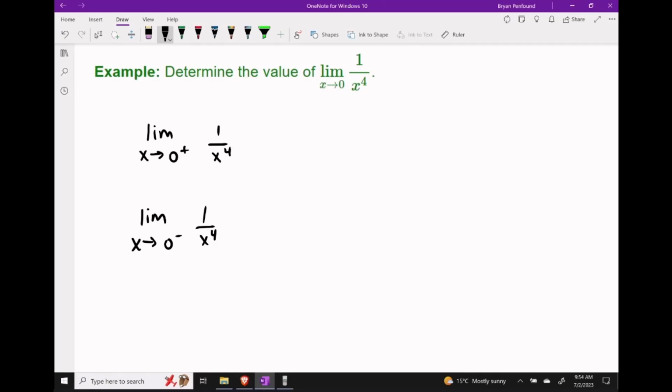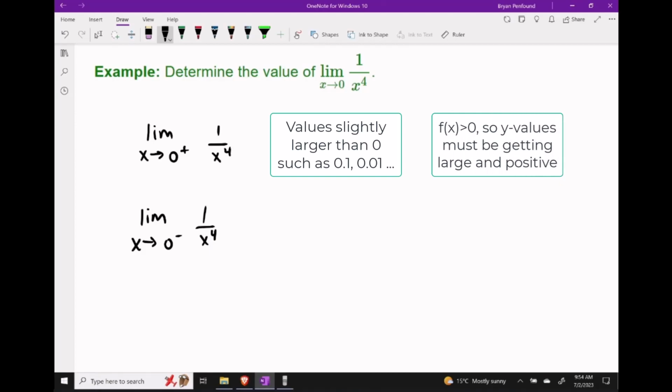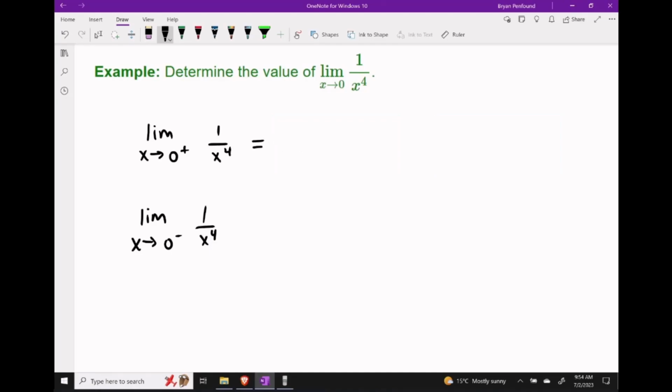Dealing with our first limit, x approaching 0 from the right means we're going to take x values that are slightly bigger than 0, but in the neighborhood of 0. So values like 0.1 or 0.01. If we were to input these values into 1 over x to the 4, x to the 4 is positive. So this means our overall fraction is positive. And 1 divided by these really small numbers is going to get very large and positive. So what we write here is the limit as x approaches 0 from the right of 1 over x to the 4 is large and unbounded. So it's tending towards positive infinity.